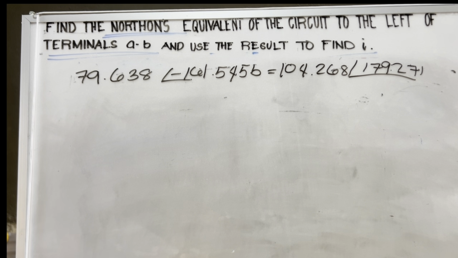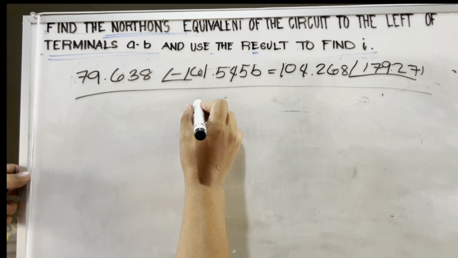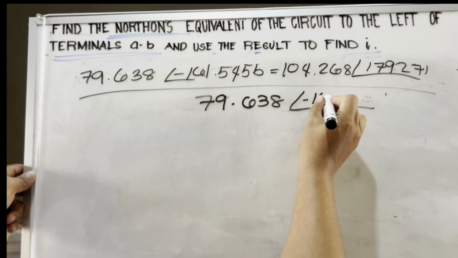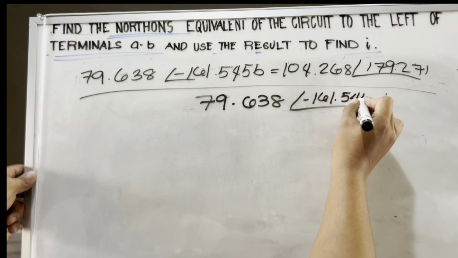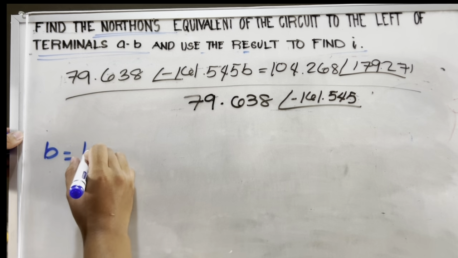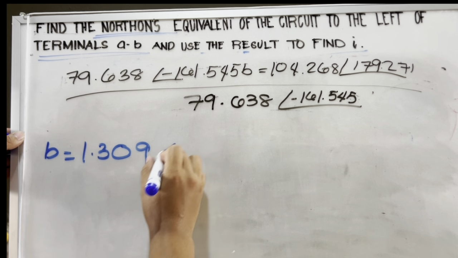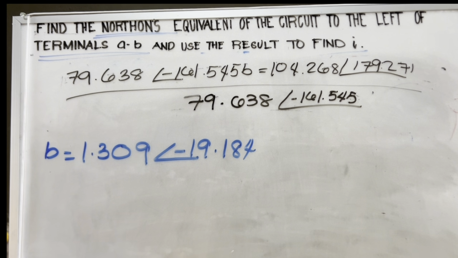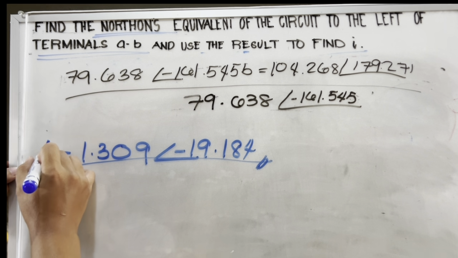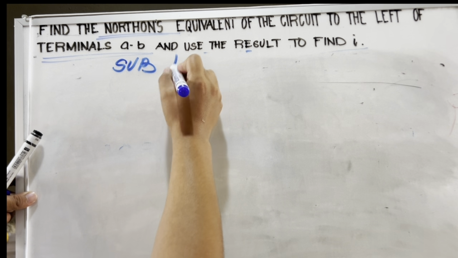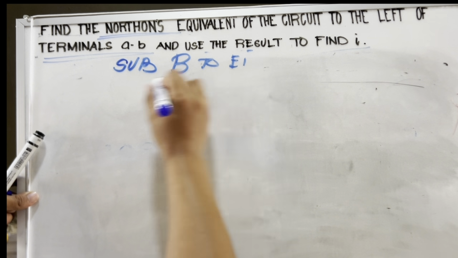We will now divide both sides by 79.638 angle of negative 161.545. So computing this, we will have our B is equal to 1.309 angle of negative 19.184. This is our B. Substitute our B into equation 1.